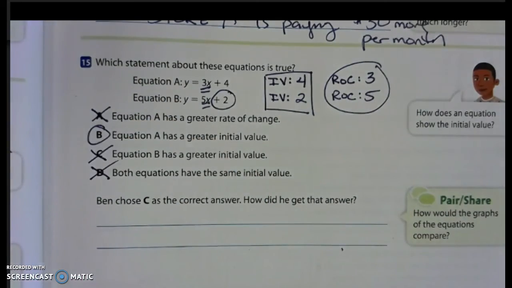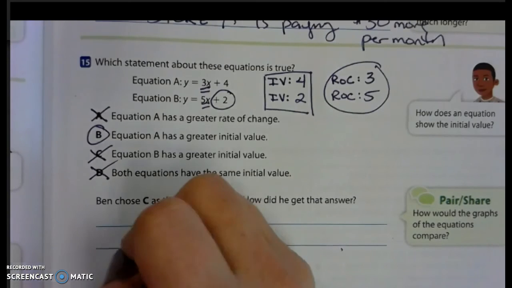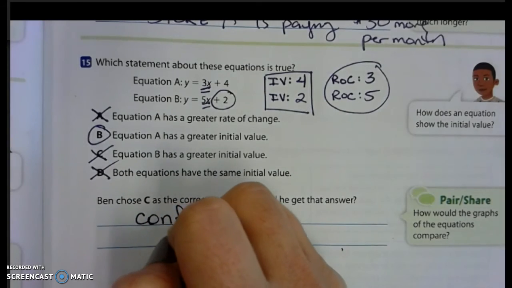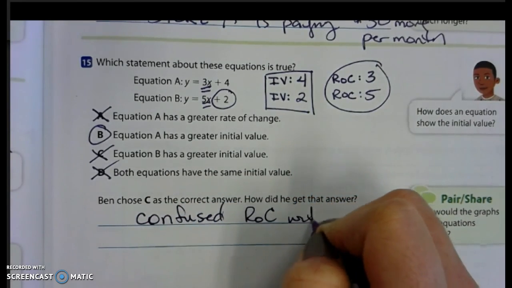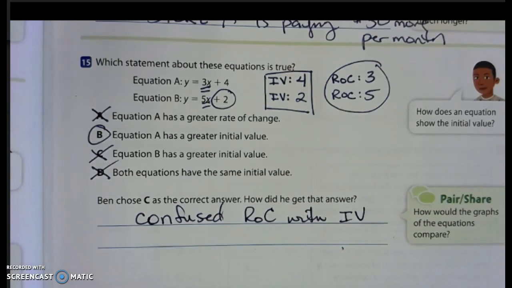If equation A has the greater initial value, it can't be equation B and it can't be both. Ben chose C as the correct answer. C said that equation B has a greater initial value. How did he get that answer? My guess would be that he was looking at the rate of change instead of the initial value. So I'm going to say that Ben confused rate of change with initial value. And he probably got those switched.